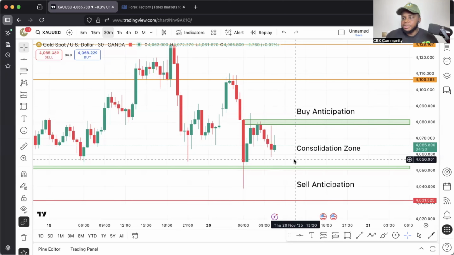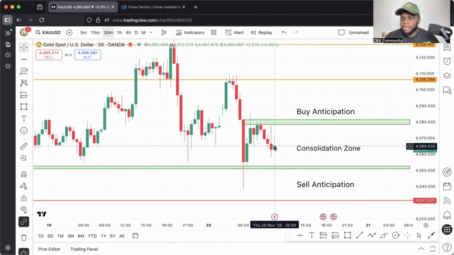The candle is left with 4 minutes before it closes. The candle is left with 3 minutes before this candle will close. Let's see what the candle wants to do.